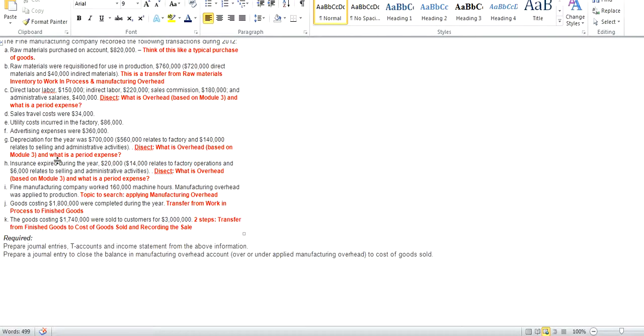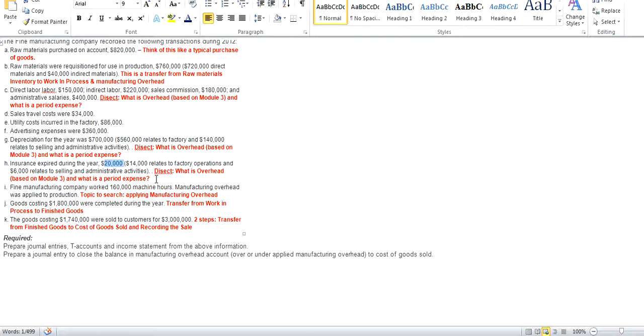Insurance expense that has expired during the year. So the 20,000 was prepaid and it is now expired. We've used it up for the whole year. 14,000 is related to the factory and 6,000 to selling and admin. Same principle. 14,000 will get debited to manufacturing overhead and 6,000 will get debited to insurance expense for the period. And we're going to credit prepaid insurance because it is no longer a balance on the balance sheet.